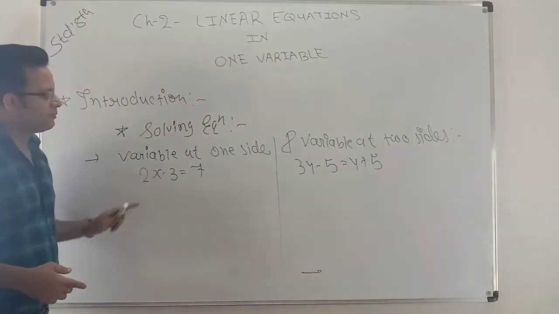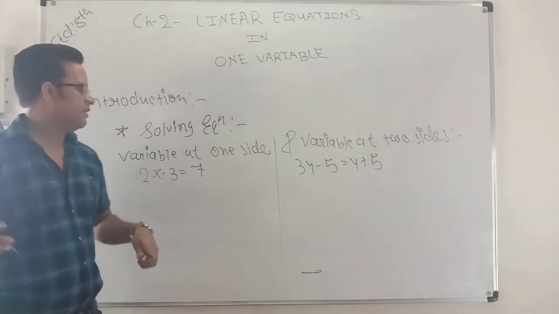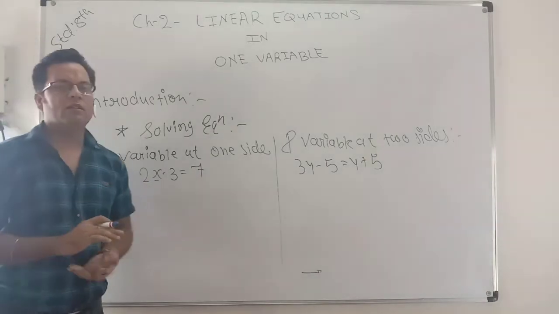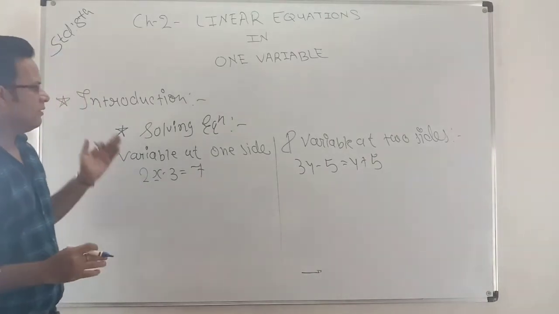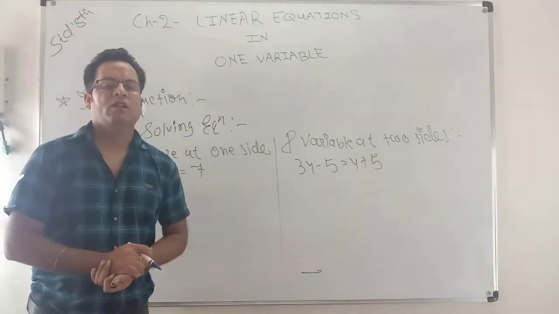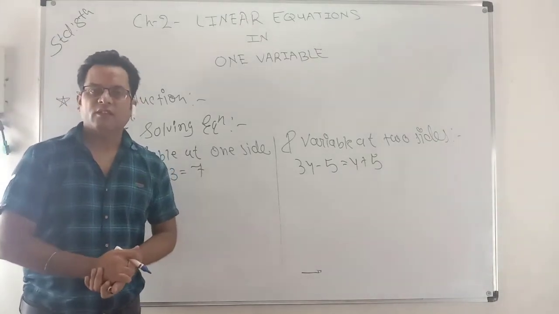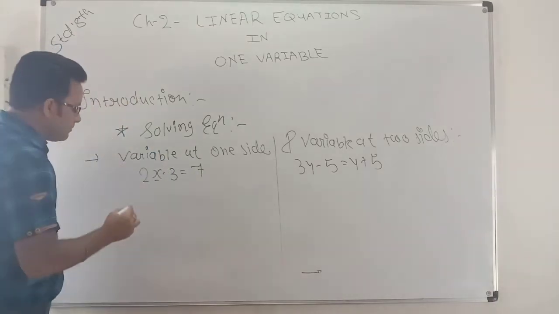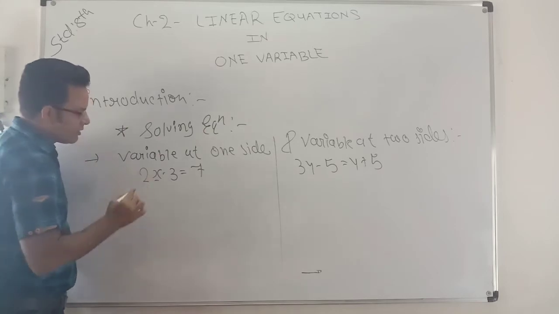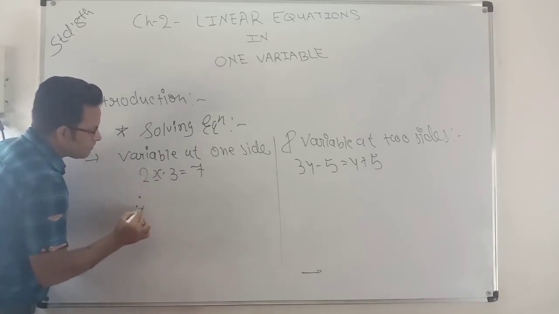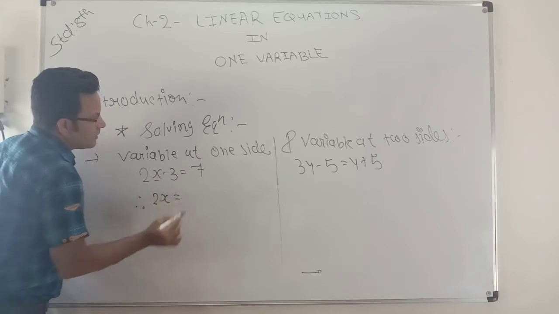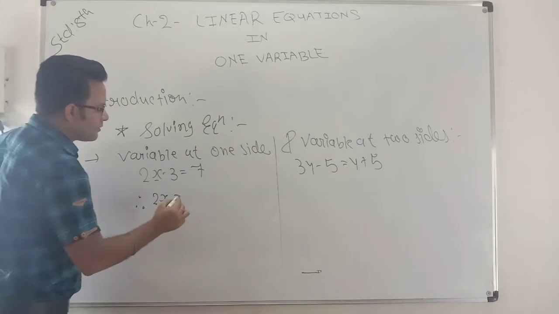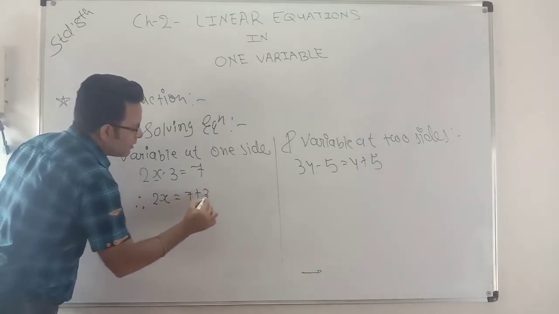Here you can see 2x minus 3 is equal to 7. The variable is only on one side. Now 3 and 7 are considered constant terms. Whenever you are solving an equation, you must put the sign of therefore until you get the value of the given variable. So let's start. 2x minus 3 is equal to 7. Therefore 2x is equal to, now here a negative number is given. When it moves to the other side, it becomes positive. So it will be 7 plus 3.